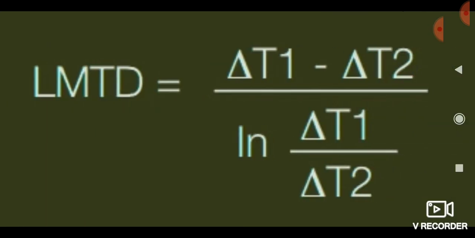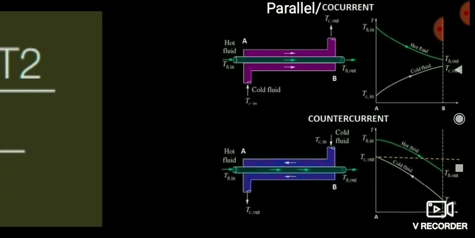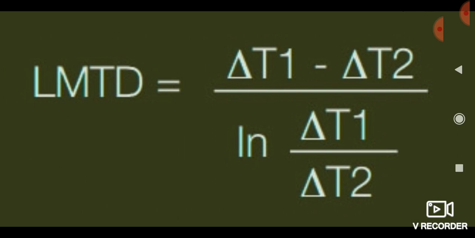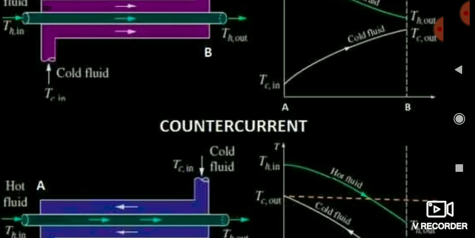And friends, for calculating the LMTD, you remember this formula, that is very important. If you remember this, then you are able to put all the values regarding T1 and T2, delta T1 and delta T2. Friends, first of all, I will tell you what is the value of delta T1. Here you see that the first variable is the delta T1. How will we calculate the delta T1?